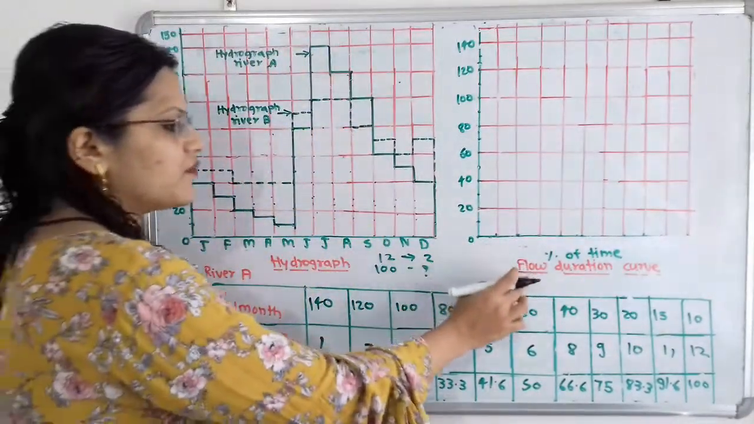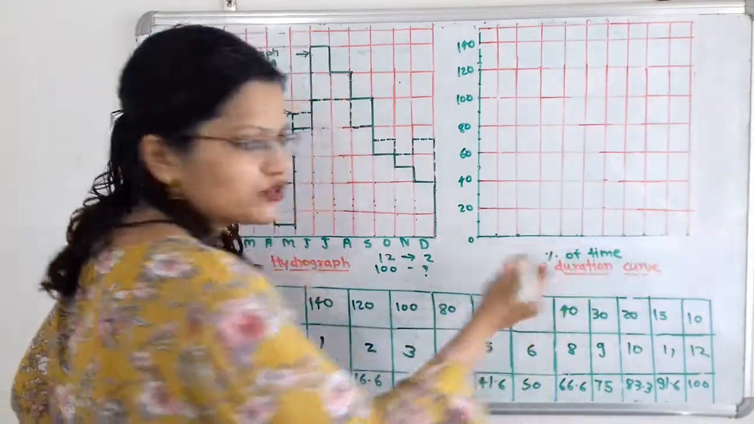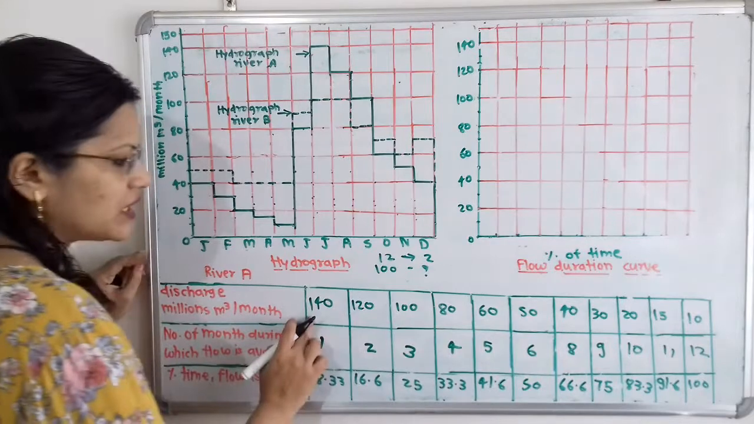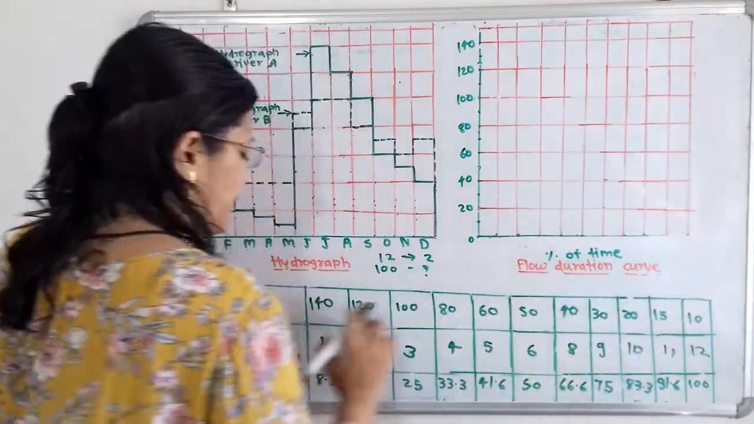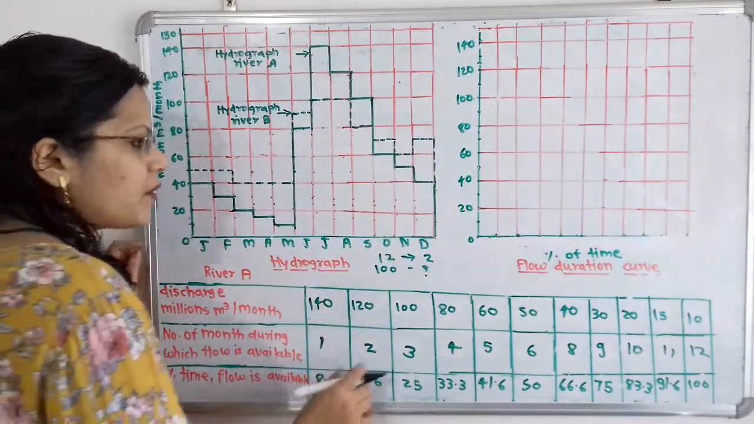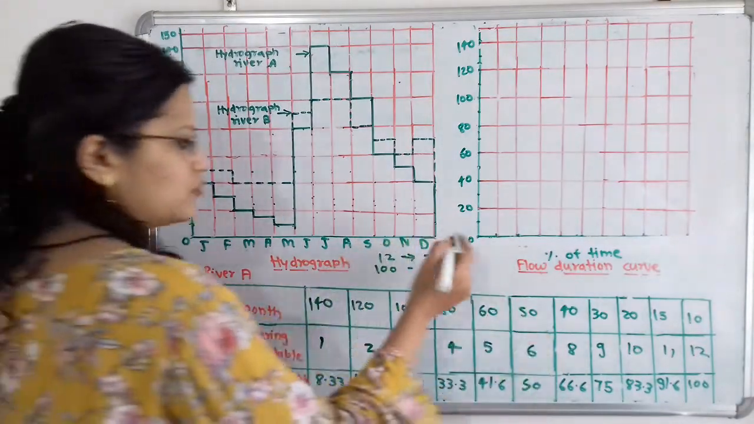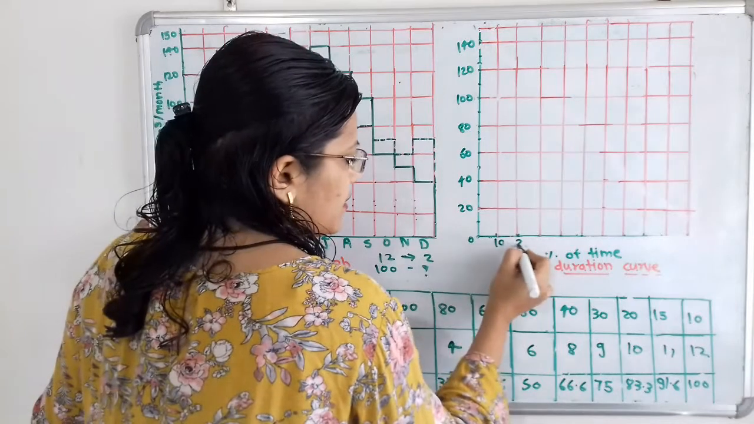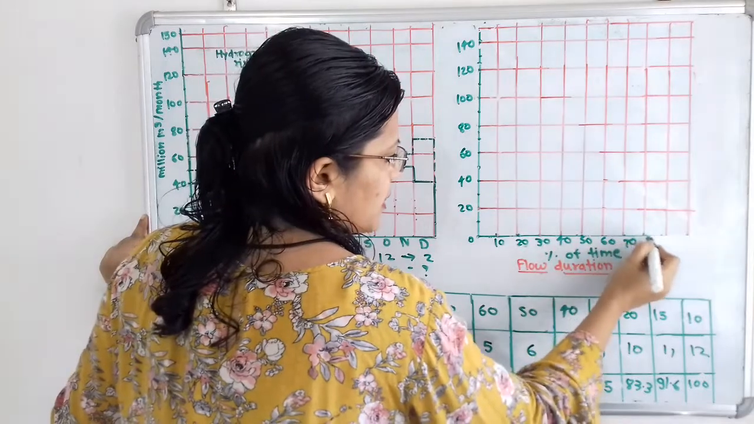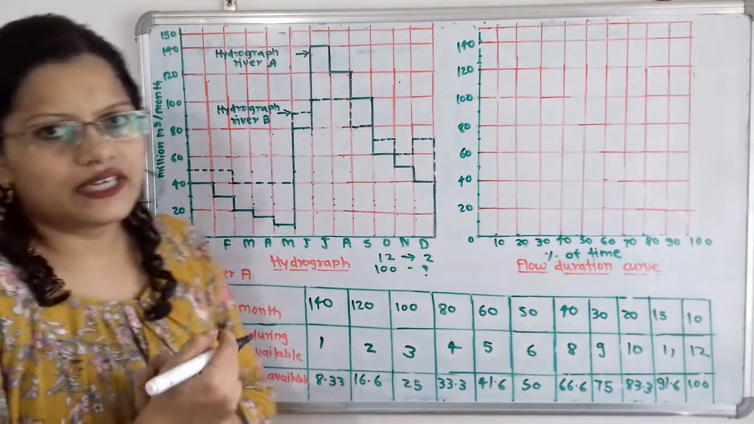Now we will move to this flow duration curve. So here we have to plot on this horizontal line percentage of time, and on the vertical line we have to plot the discharge. So here is the discharge. Here the minimum number is 10, maximum is 140. So we will plot here from 0 to 140. Now we will plot on the horizontal line percentage of time. So it is from 0 to 100%. So I will start from 0, then here 10, 20, 30, 40, 50, 60, 70, 80, 90 and the last one is 100. Now we will plot the data.